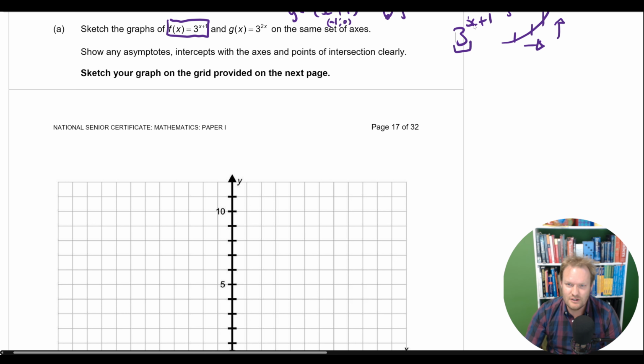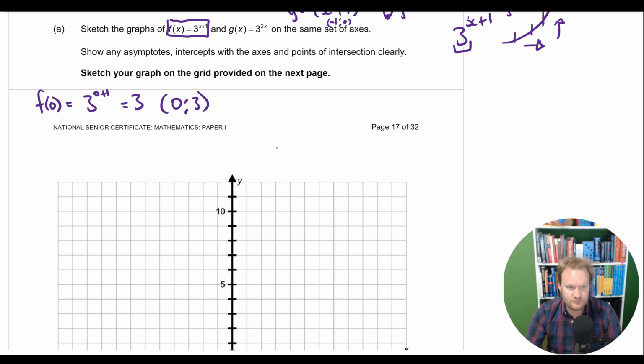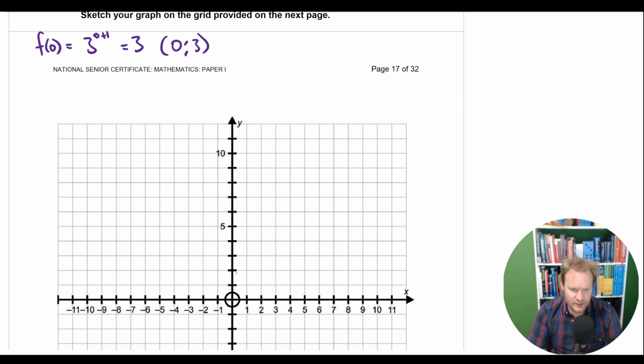If we put 0 in, then f of 0 is 3 to the 0 plus 1. Well, that's just 3 to the 1, which is 3. In other words, when x is 0, y is 3. So we've got 1, 2, 3: there's a point that lies on f of x. We already know it's increasing, so we know it has some sort of shape like that.